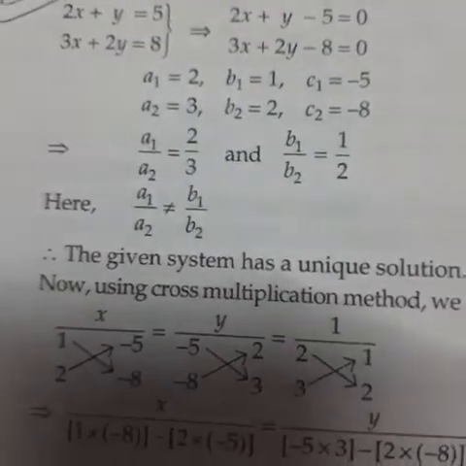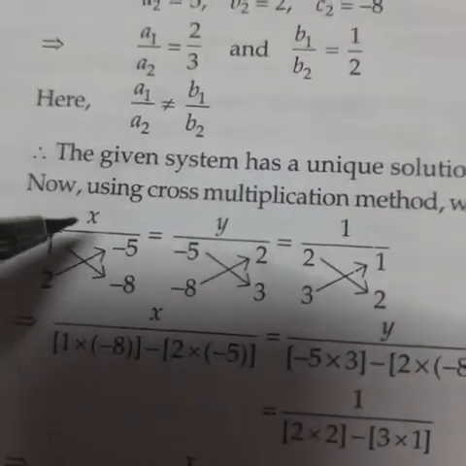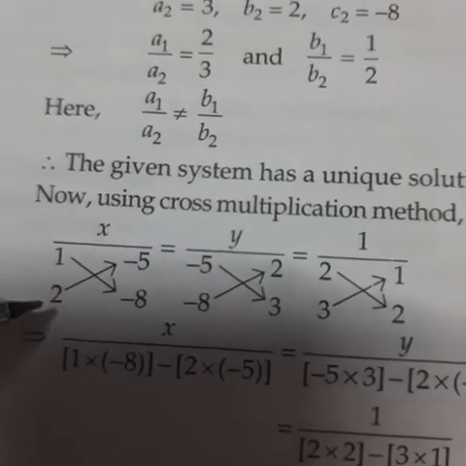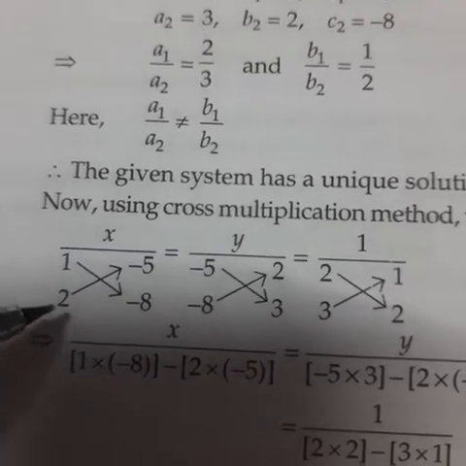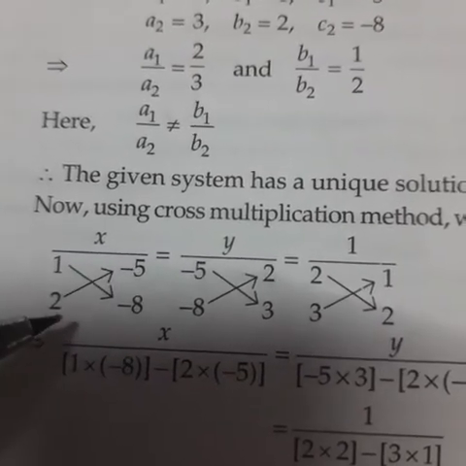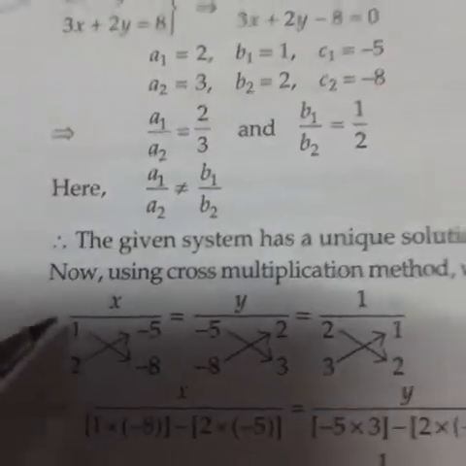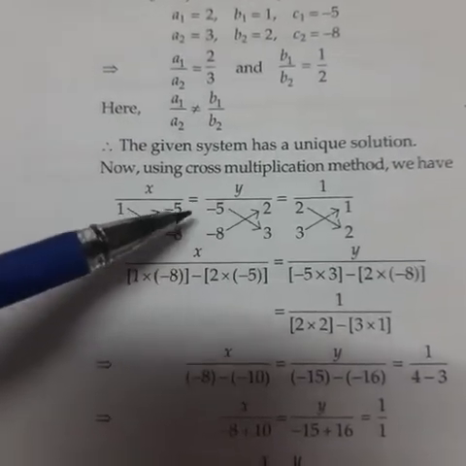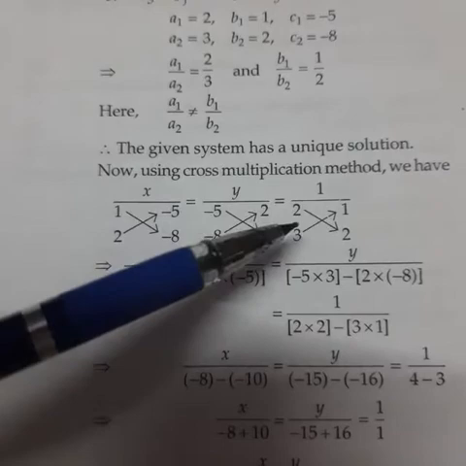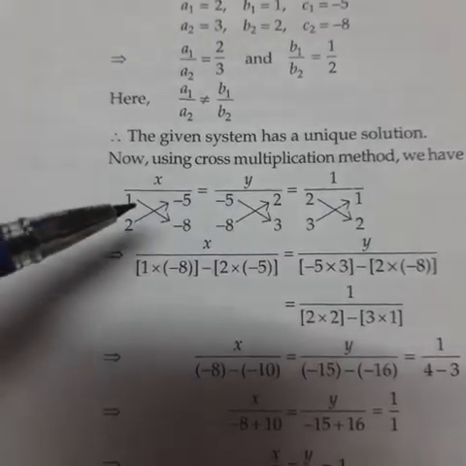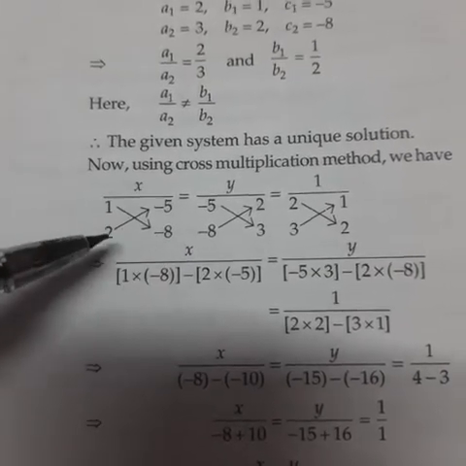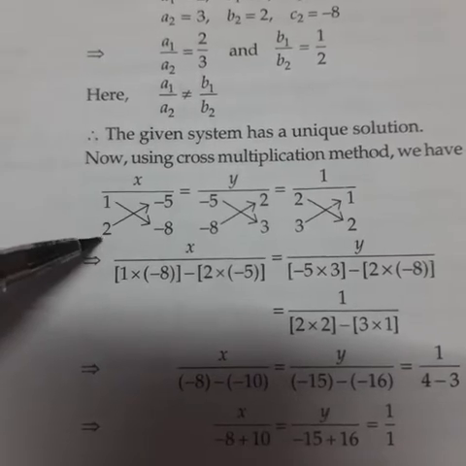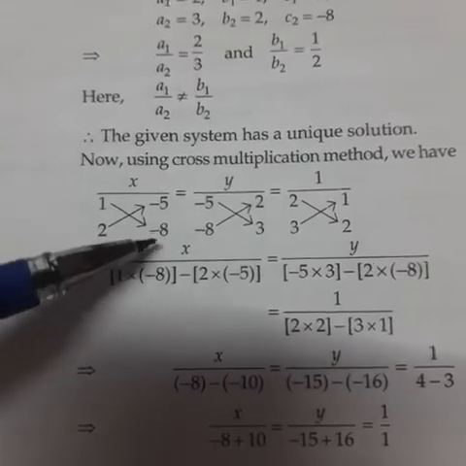Now what we have to do: x upon, now we put the values of a1, a2, b1, b2 and c1, c2 accordingly, and you will cross multiply these values. It is equal to y upon, and equal to 1 upon this. Now you will cross multiply this. You can do it directly, like 1 multiplied by minus 8 and minus in between 2 multiplied by minus 5. So what will come in the denominator?